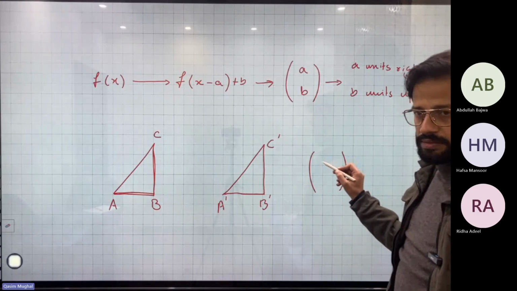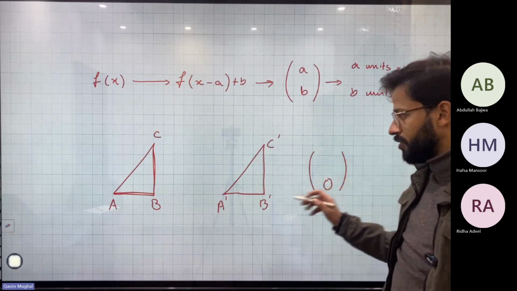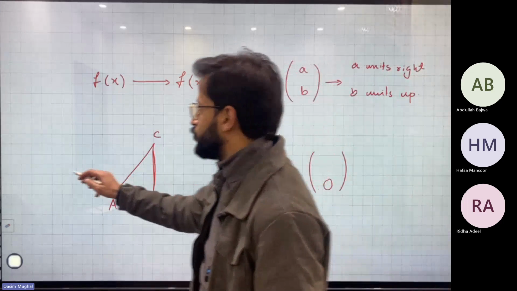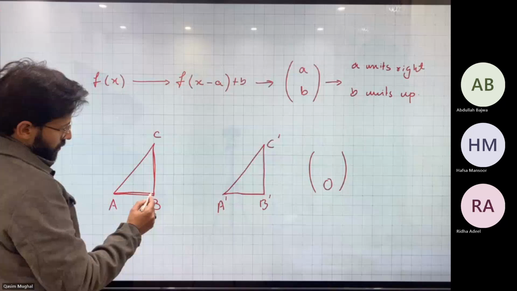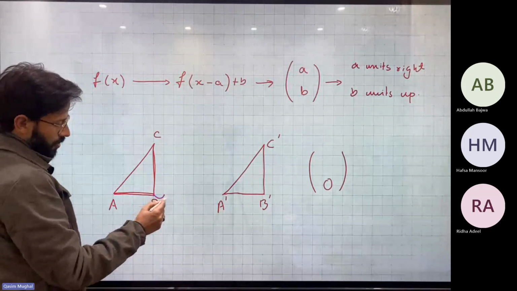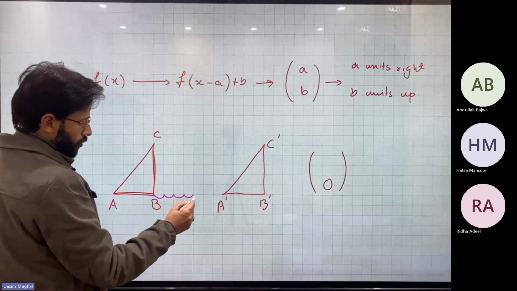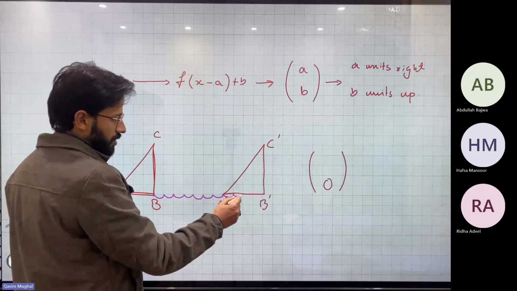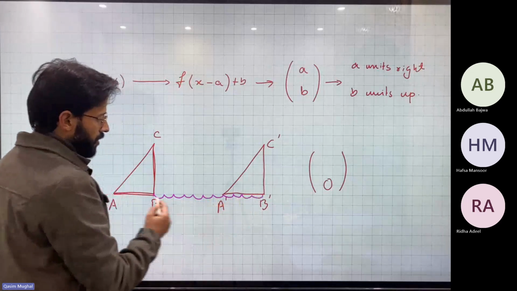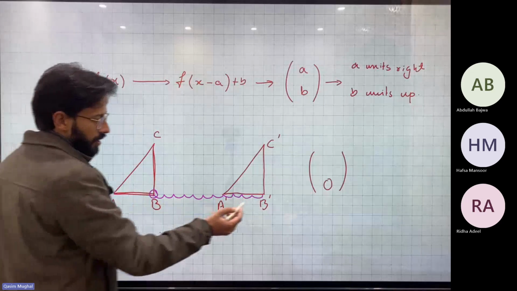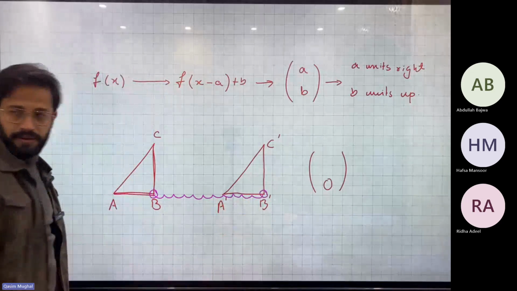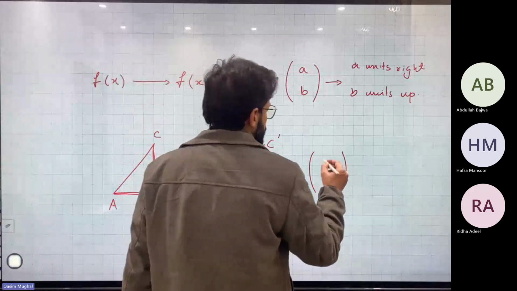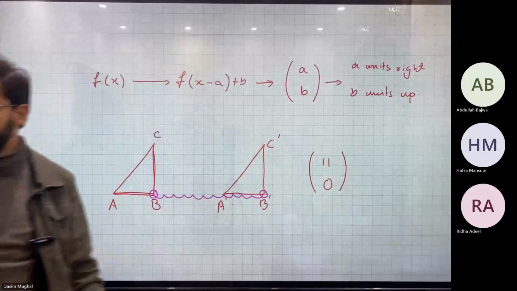0 for the x. For the y, it's 0 because there is no vertical movement. So you need to check how many units it has moved to the right. So it started off from here. So that's 1, 2, 3, 4, 5, 6, 7, 8, 9, 10, 11. So this point here till this point here, 11 units to the right. So the vector is going to be 11, 0.